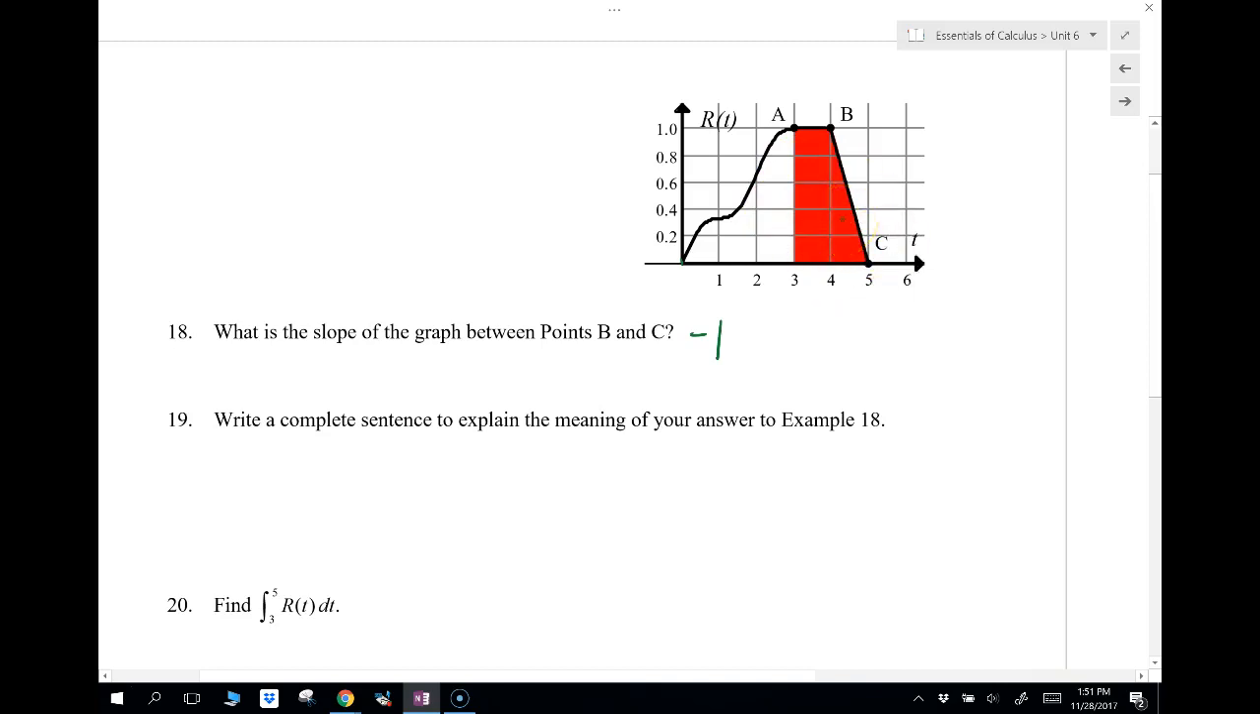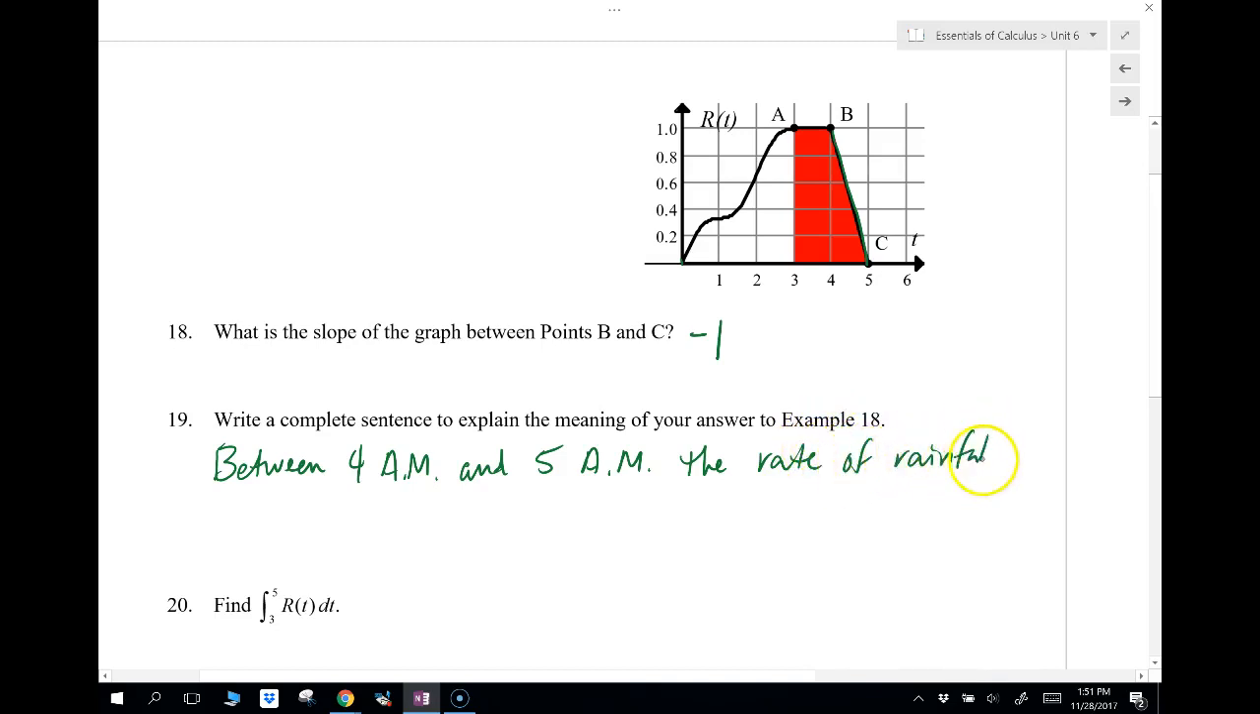Write a complete sentence to explain the meaning of your answer in example 18. Well, what are we talking about? We're talking about the slope between B and C. So we're going to say the between 4 a.m. and 5 a.m. the rate of rainfall. Okay, we see a negative there, so I'm going to say decreases.